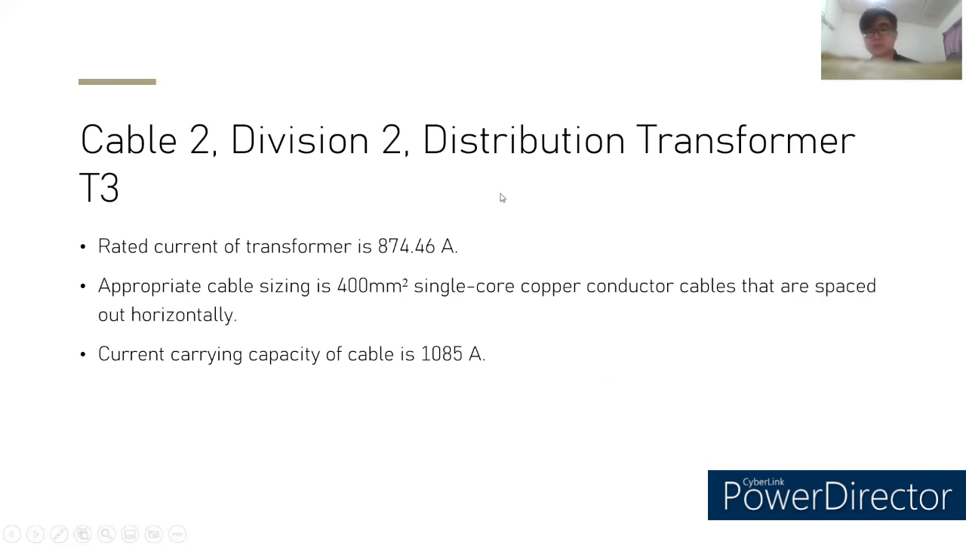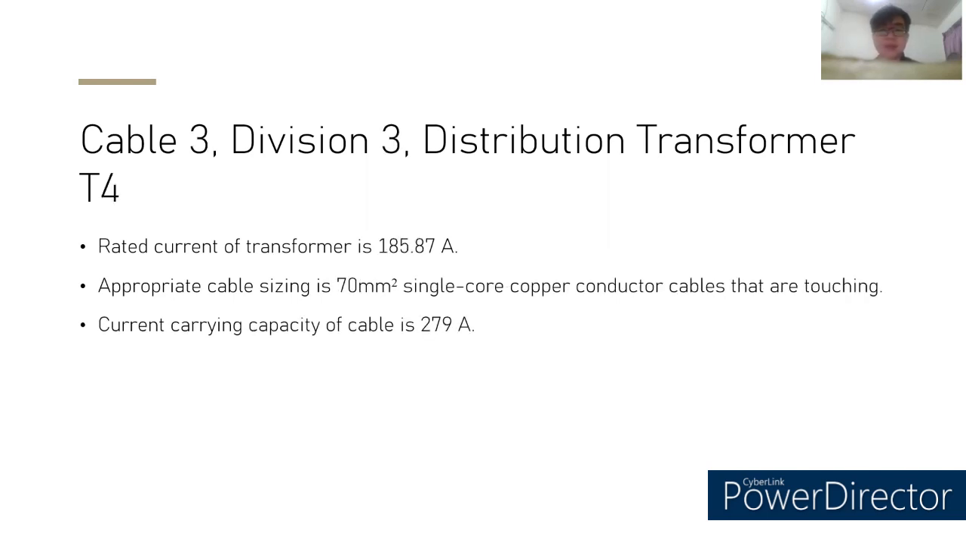Next, for cable 2 in division 2 that serves distribution transformer T3, the rated current of the transformer is 874.46 amp. Hence, we believe that the appropriate cable sizing for this cable is 400 square millimeter single core copper conductor cables that are spaced out horizontally. This is because the current carrying capacity of the cable is 185 ampere.